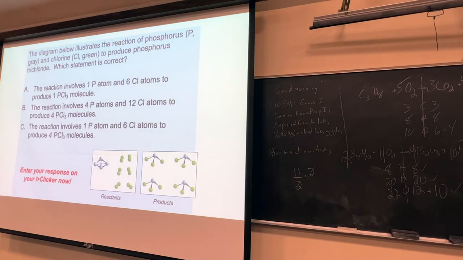Okay, so this is an example of a problem you might see. Down here we have a reaction with phosphorus and chlorine. The gray atoms are phosphorus. Chlorine is another diatomic, it's Cl2, okay? And it says what's happening in this reaction. Well, on the product side, if this is phosphorus and these are chlorines, then that's a PCl3, and there are 4 PCl3s on the product side.